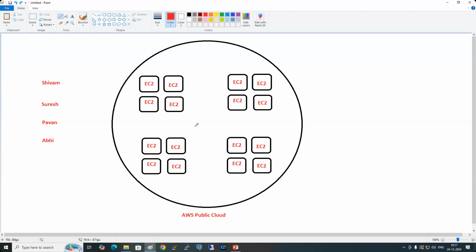Best example. Let's say you go to some public place. Which public place? Tell me one place where you are staying. Hotel, theater, Lulu Mall, Sulabh complex. Okay, so let's take someone's Sulabh complex.